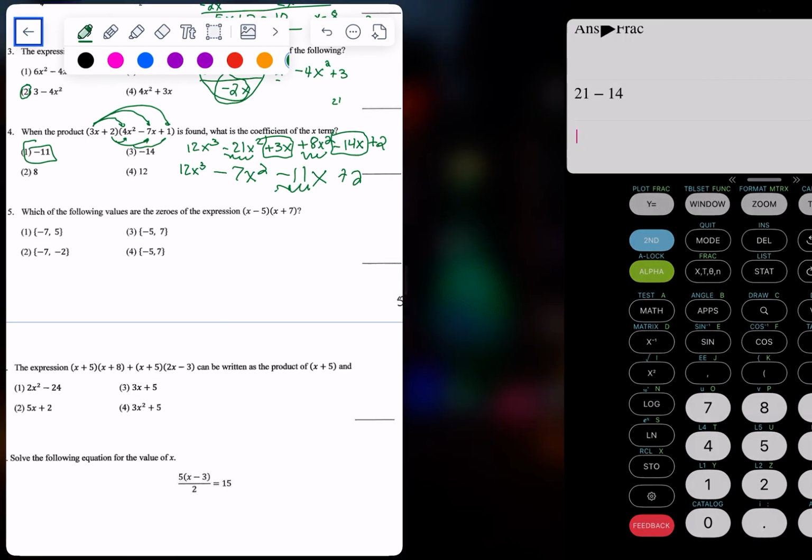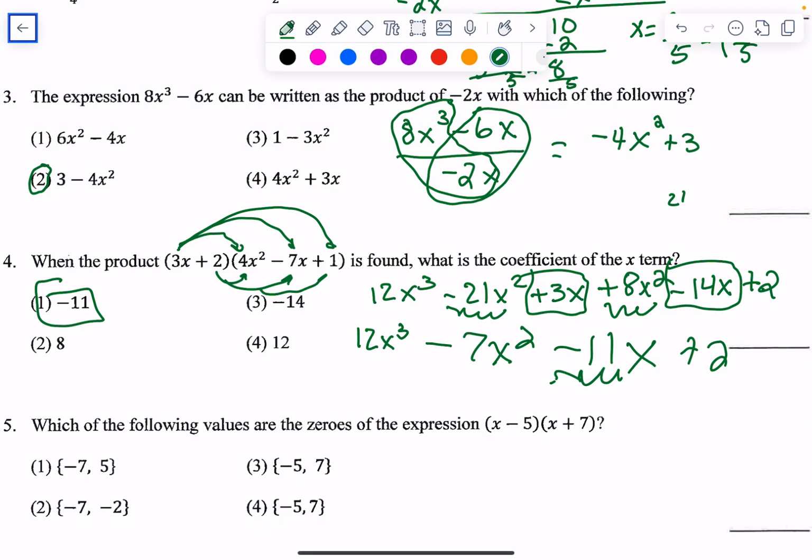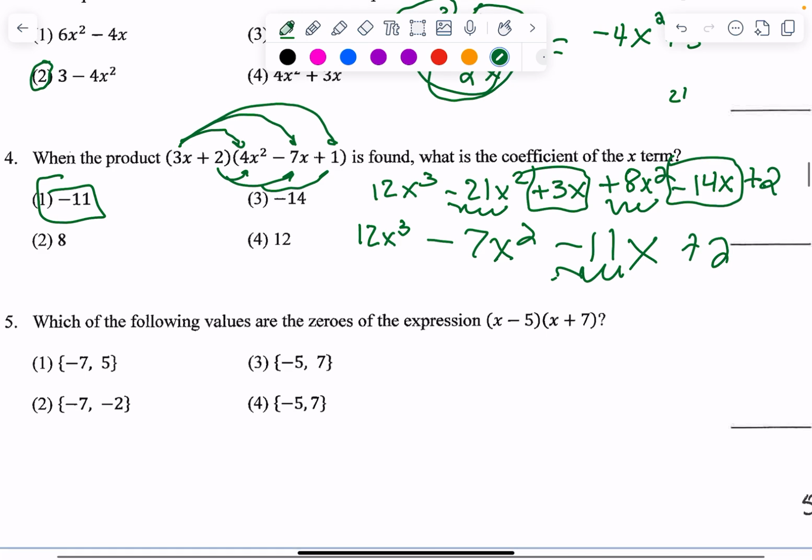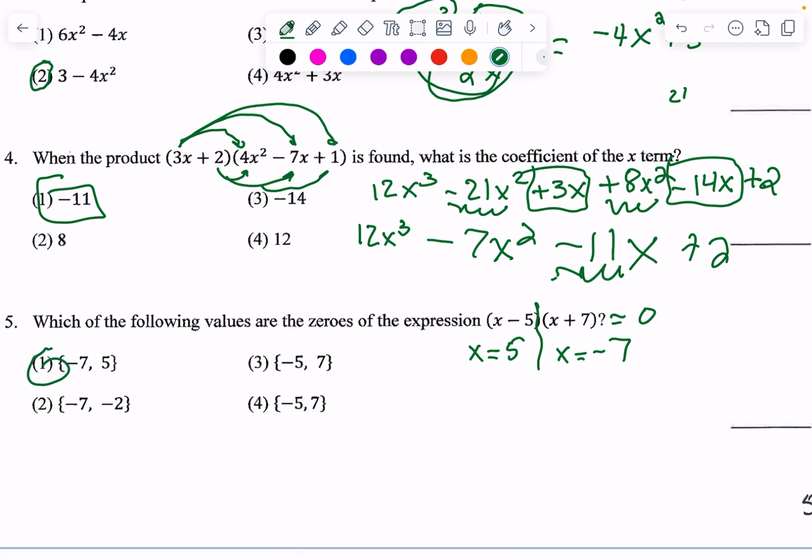Okay, let me move this over and see if we can work without it for a while. The zeros, right? So this is equal to 0. So what makes x minus 5 equal to 0? X equal to 5, because 5 minus 5 is 0, and x is equal to negative 7. So this is choice number 1.